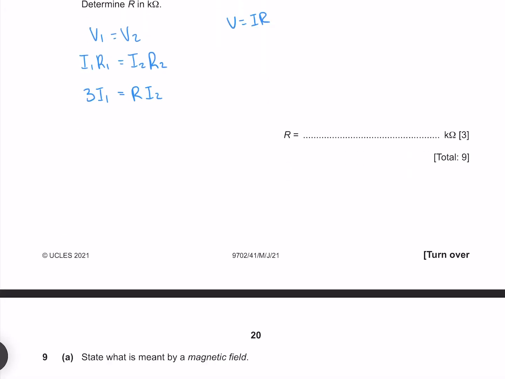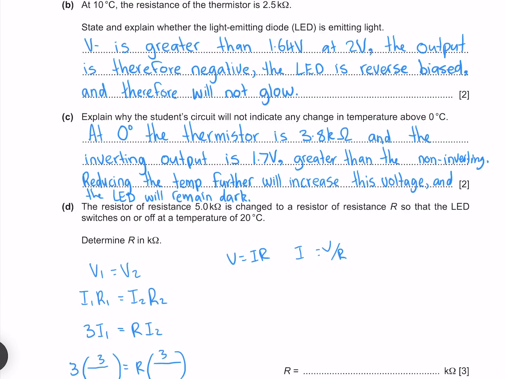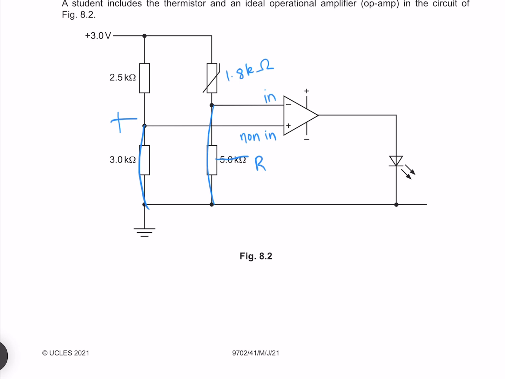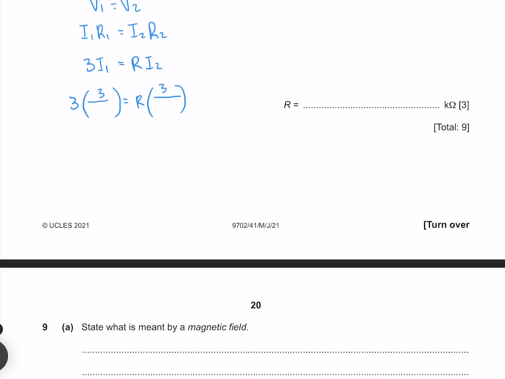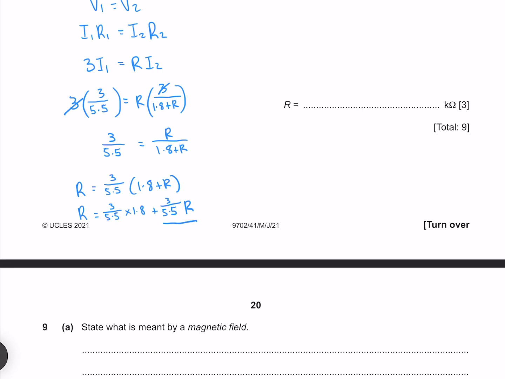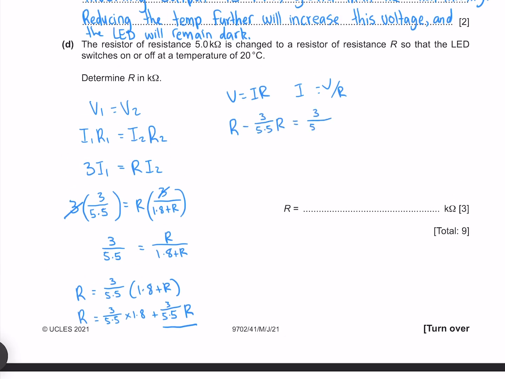Now we know that V is equal to IR, and I is equal to V over R, and we know that our respective currents are the voltage across our entire branch, which in both cases is 3 volts, divided by the total resistance of that branch, which for our first branch is 2.5 plus 3, and our second branch is 1.8 plus R. 2.5 plus 3 is 5.5. Dividing out a 3, solving for R by multiplying both sides by 1.8 plus R, and also swapping them around. Expanding out our brackets. Subtracting 3 over 5.5 R from both sides. Factorizing out our R. And dividing both sides by our brackets, which gives me 2.16 kilo ohm.